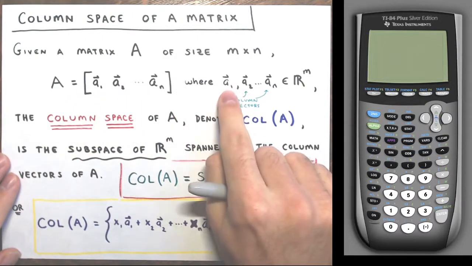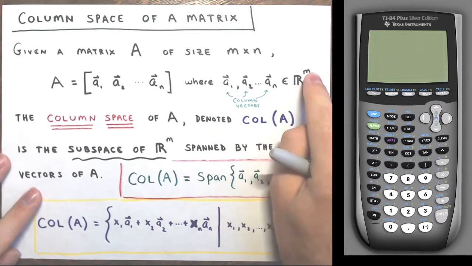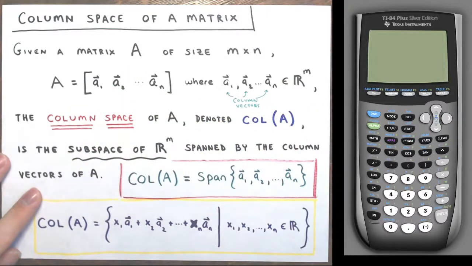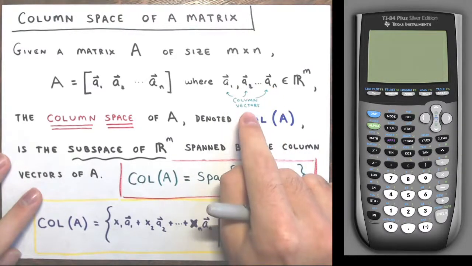So that makes up the M rows and the N columns, where I say here a1, a2, all the way up to aN. You see how they belong to R^m, so they each have M components, giving me those M rows. And these are called the column vectors of the matrix.